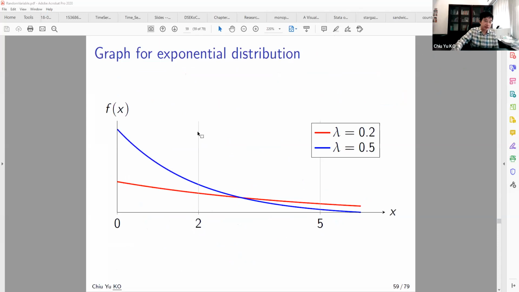Let me show you the f. It looks like this. It's a decreasing function, because you will see the Poisson event, so the event will happen sometime. It's more likely that the event happens earlier than later. For the blue one, the mean is 1/lambda, so it's 2. This is the mean time. For lambda smaller, the mean will be larger, because 1/lambda is 5. Hopefully you will see how this graph looks.